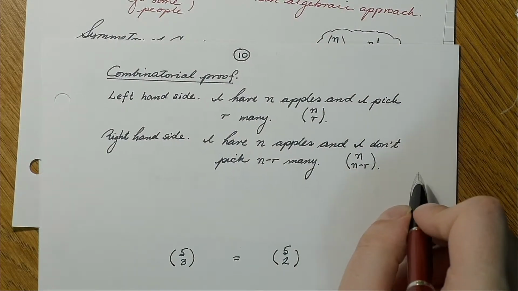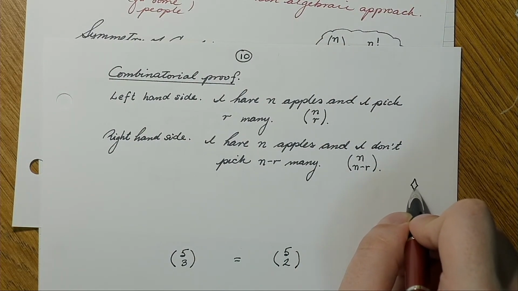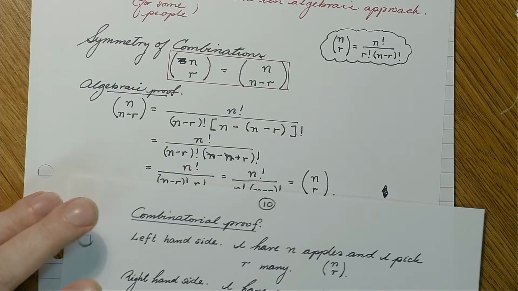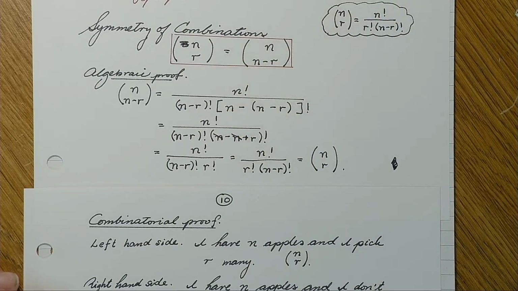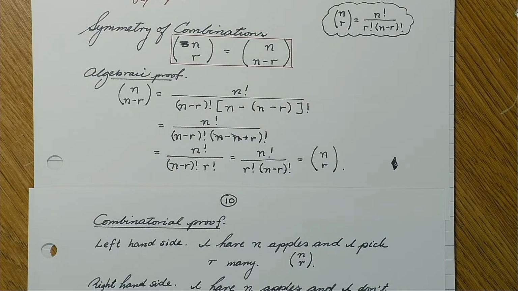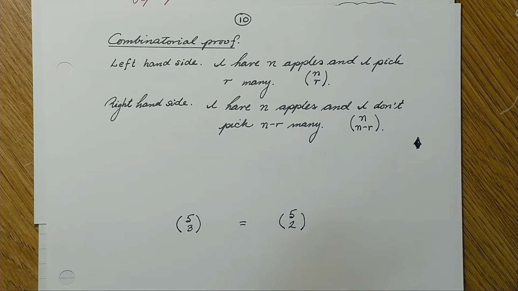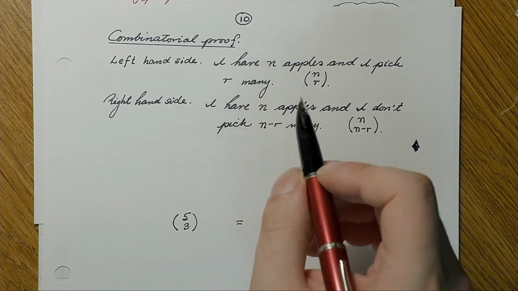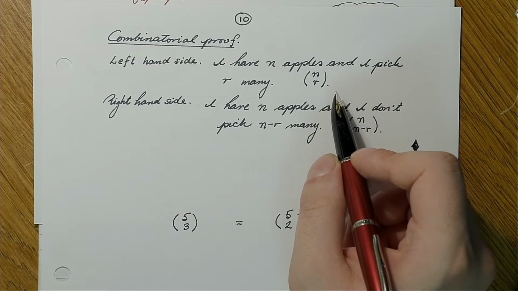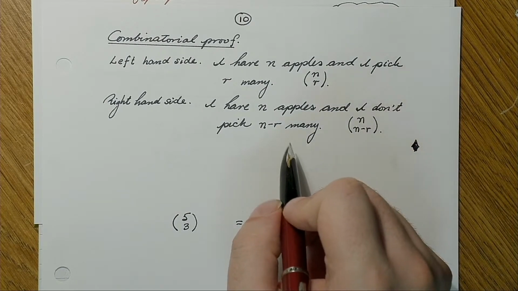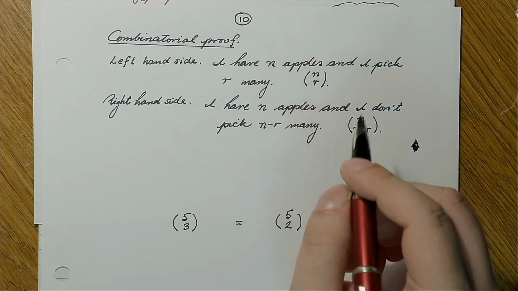But this is the combinatorial proof, which for some people may be a little bit more intuitive. It's kind of nicer than having to rely on an algebraic proof. But you can see that the symmetry is, one way I can pick them is picking r many, or the other way is to not pick n minus r of them.